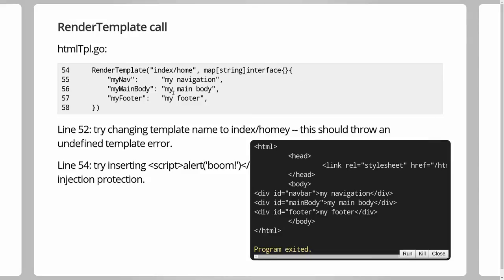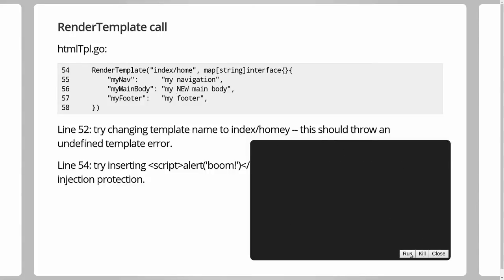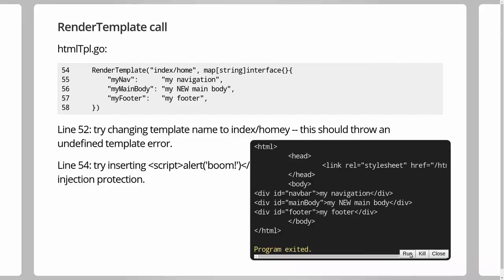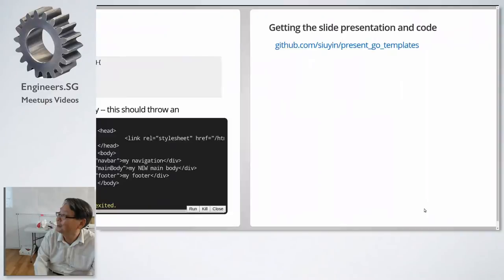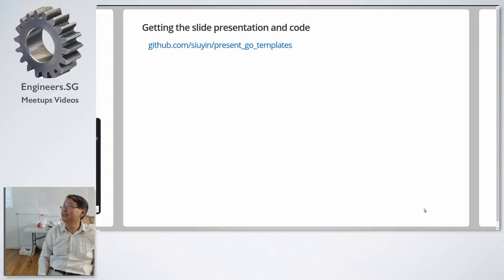And if I change the data, my new main body shows up. So all this code is available from Siu Yin, GitHub Siu Yin present Go templates. Hope you enjoyed the talk.